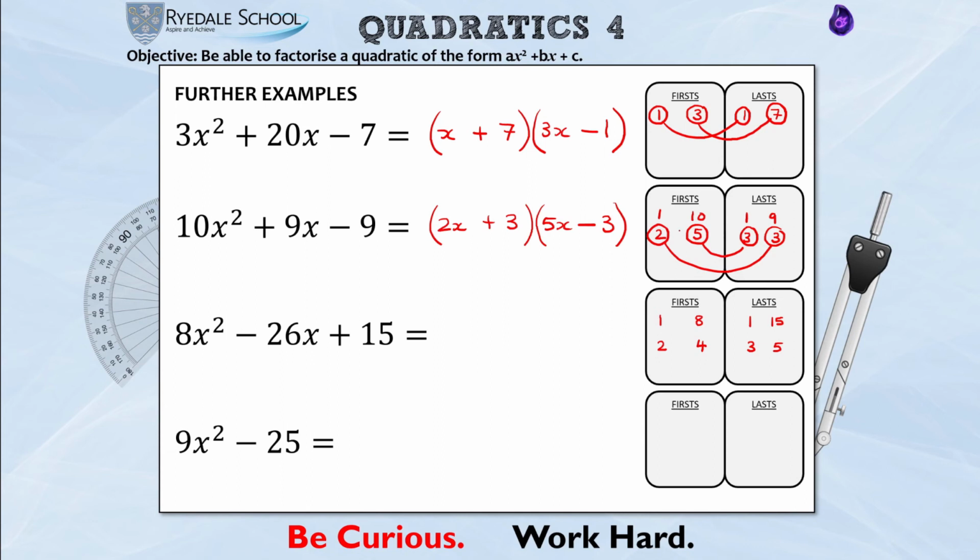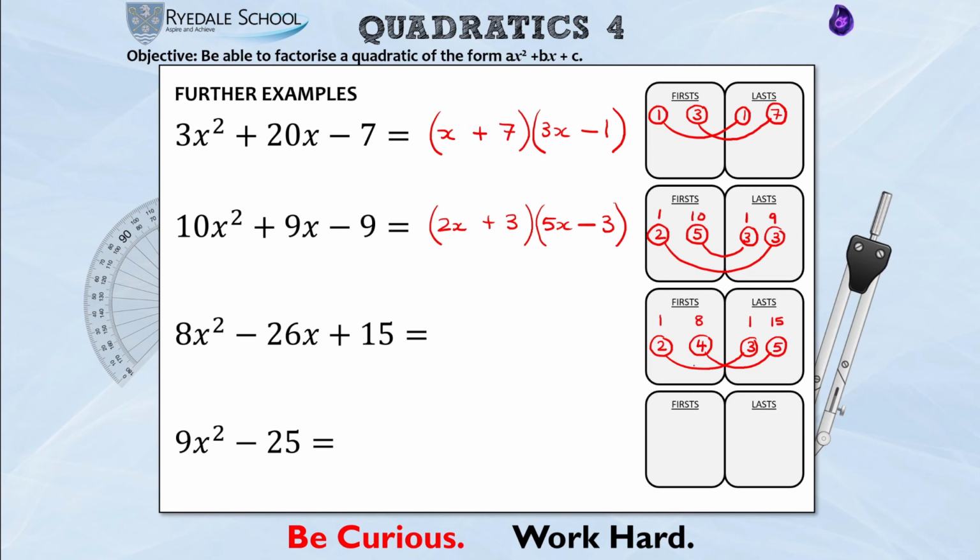And this is what I mean by trying some things. 8 times 15 is going to be way too big, so you've already ruled out that one. Okay? Remember, we're trying to make 26. Well, 4 times 5 is 20, and 2 times 3 is 6. 20 and 6, 26. Now, super important, you can only use one row of your firsts and one row of your lasts. You can't mix and match.